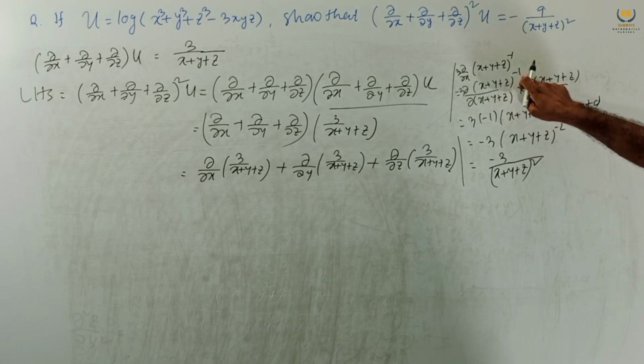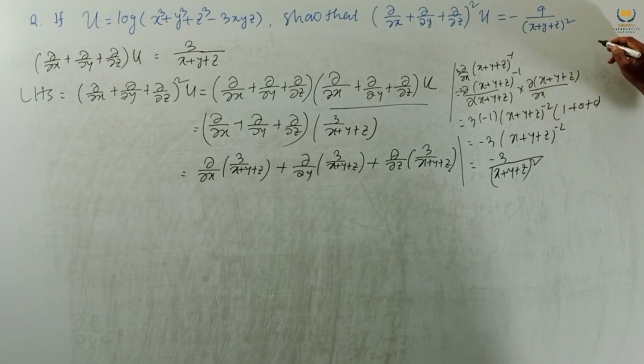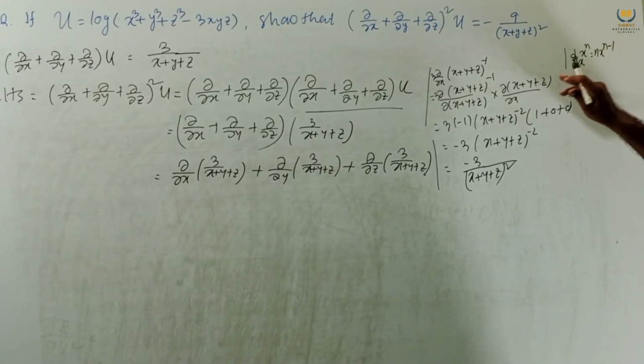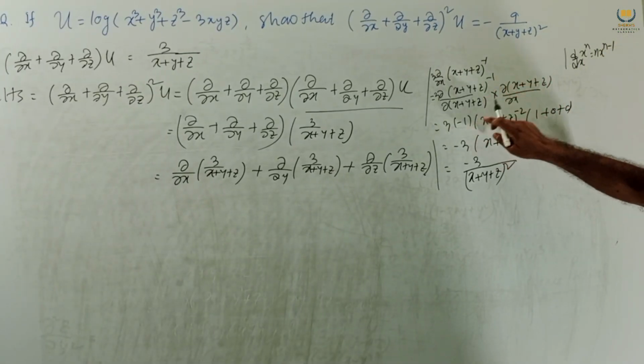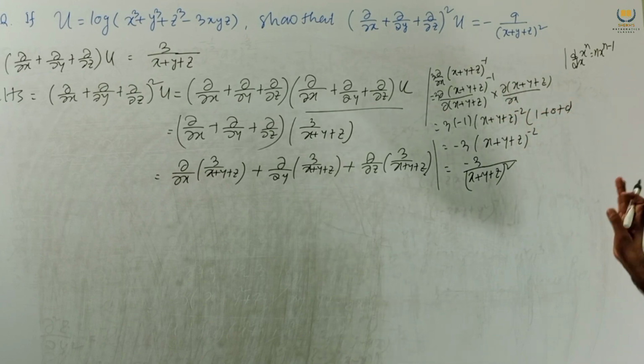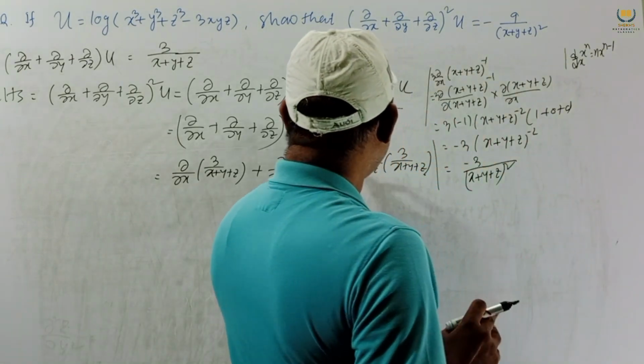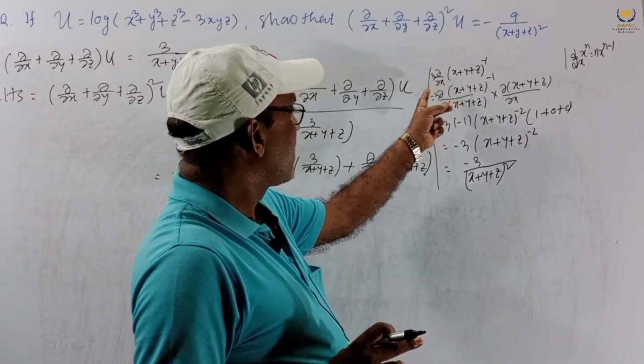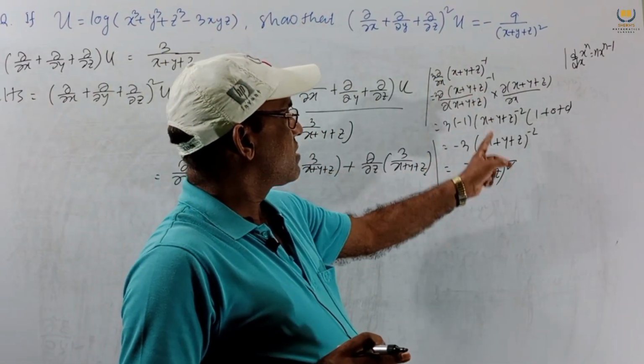So this formula, first formula, d by dx of x to the power n is n x to the power n minus 1. Here n means minus 1, then minus 2. So I have written directly, no need to show all the terms. Directly we get 3 into this, we get this result.